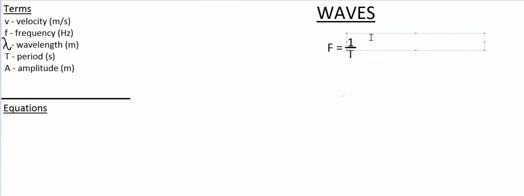So this F equals 1 over T. In the case just now, if T was 1 over 3, then F is 1 over 1 over 3, which is 3. So what it means is that 3 waves are emitted per second.